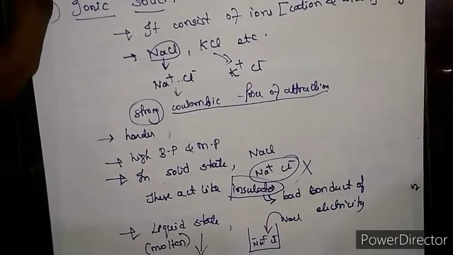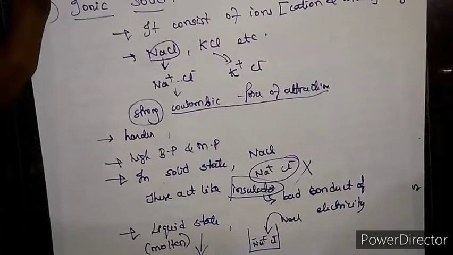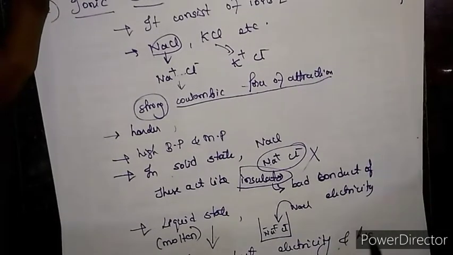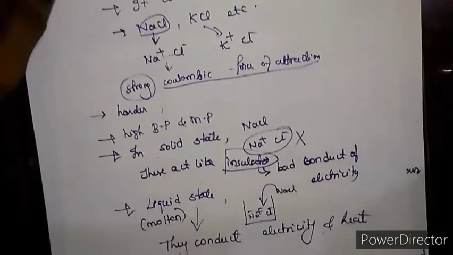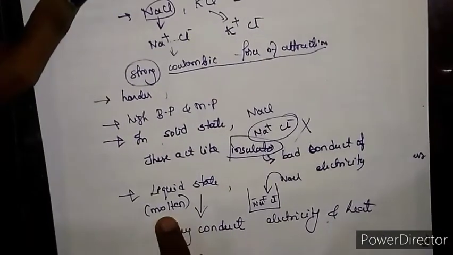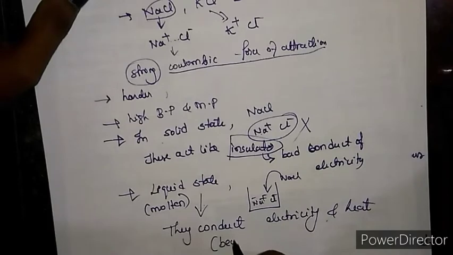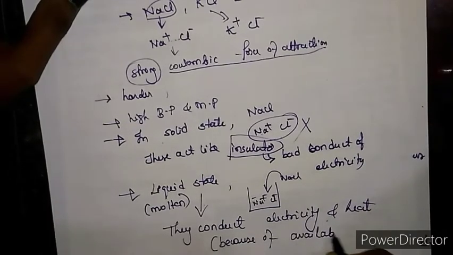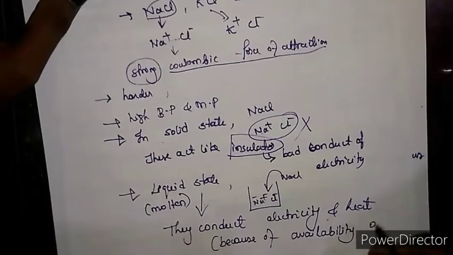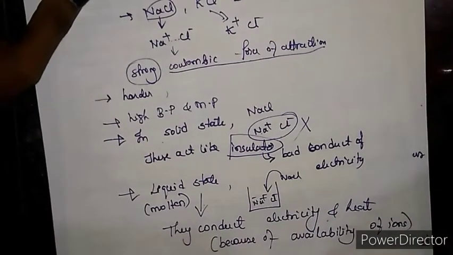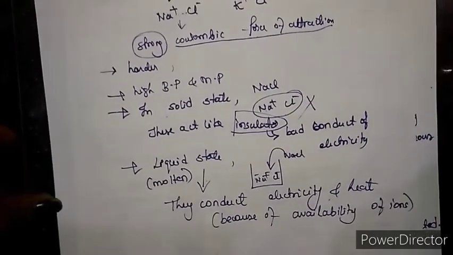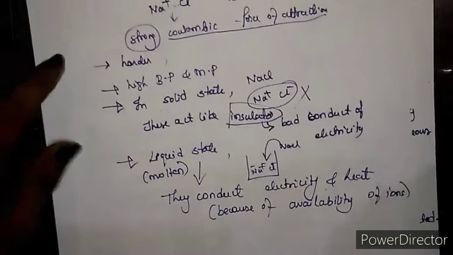In the liquid state, they conduct electricity or heat. They conduct heat and electricity in the liquid state. Why? Because of the availability of ions. Because of the availability of ions, they become good conductors of heat and electricity in the liquid state, but not in the solid state.